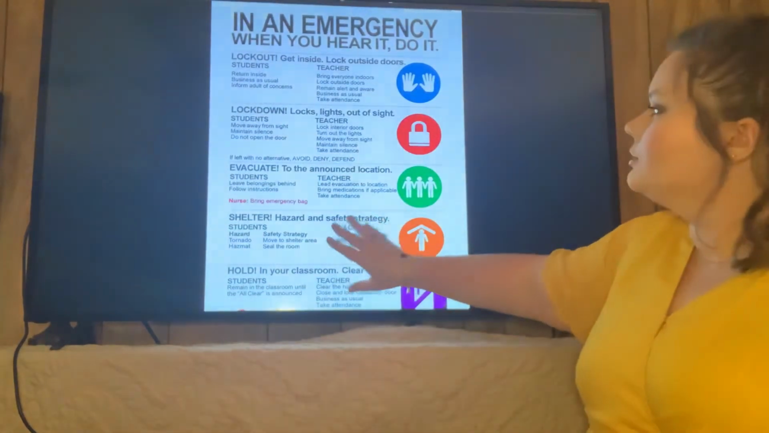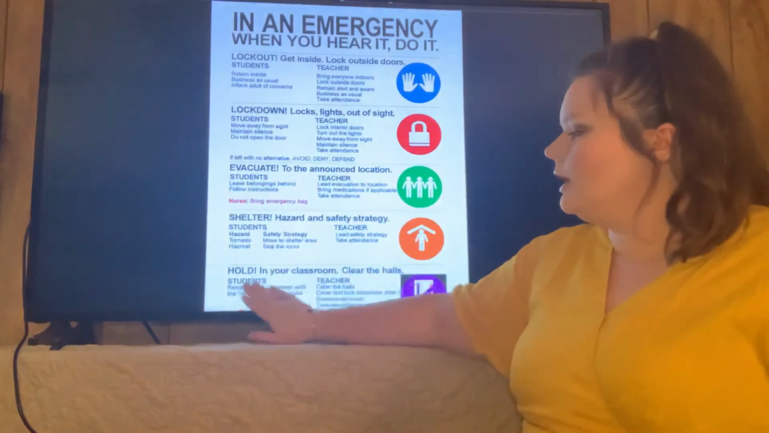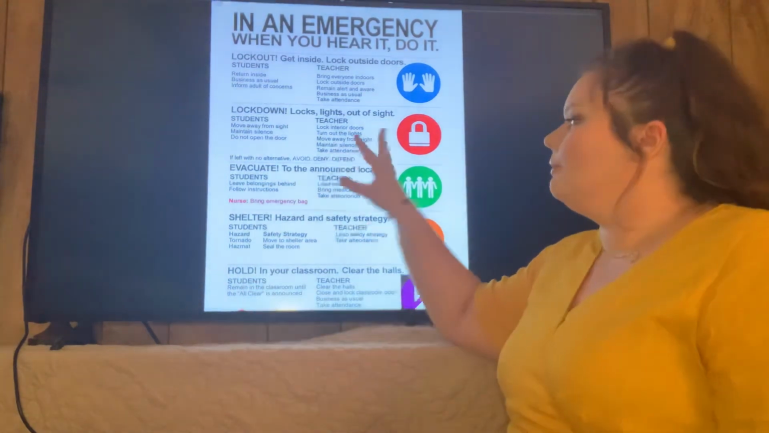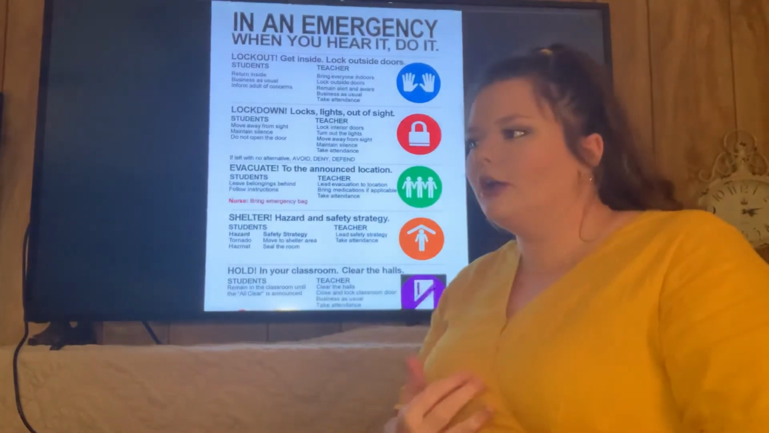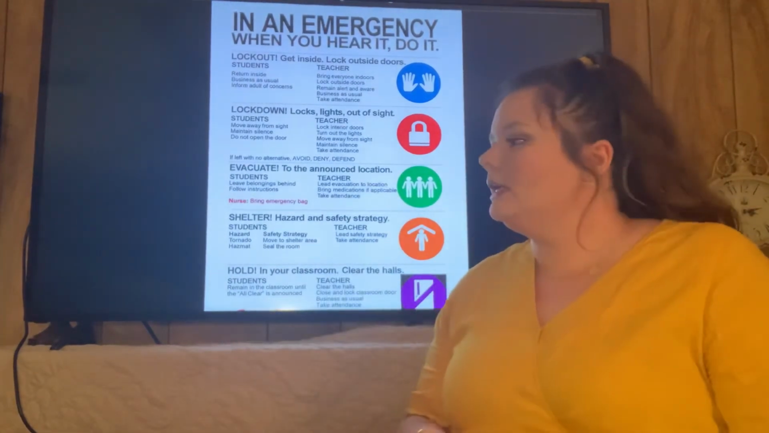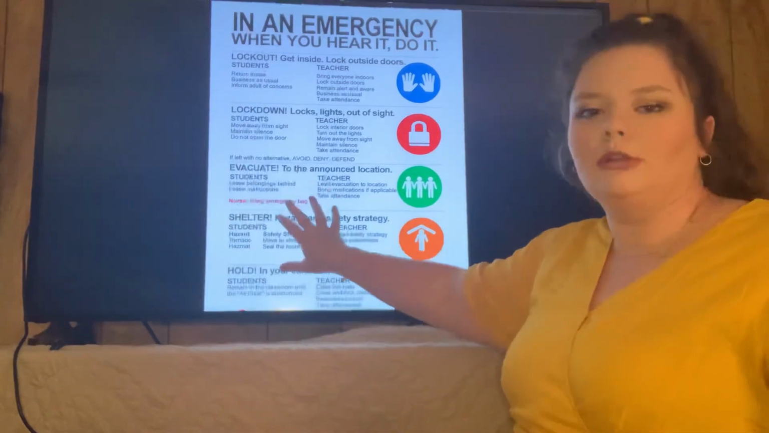This is an emergency handout that I got off of the middle school website. And these are just the different terms that you would hear over the loudspeaker and what they mean. I would also have a tornado drill and a fire drill map in the classroom and probably also include them in the sub binder.